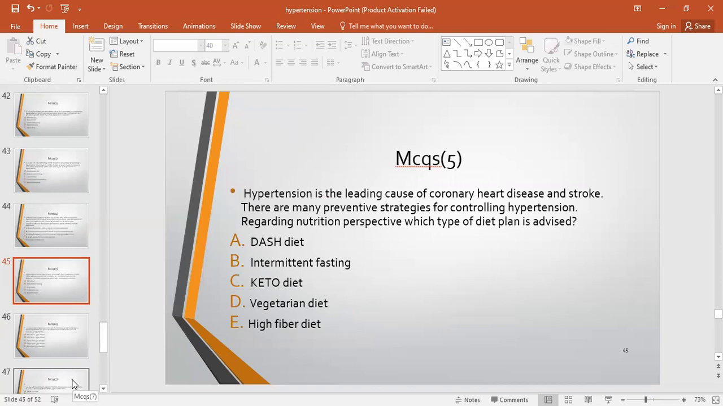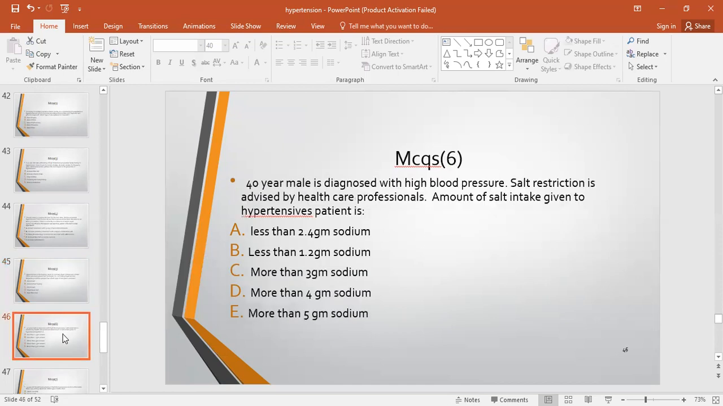Hypertension is the leading cause of coronary heart disease and stroke. There are many preventive strategies for controlling hypertension. Regarding the nutritional perspective, which type of plan is advised? DASH diet. Alpha. A 40-year-old male is diagnosed with high blood pressure. Salt restriction is advised by the healthcare professional. The amount of salt intake given to a hypertensive patient is less than 2.4 grams. Yes, alpha is the right answer, less than 2.4 grams of sodium.